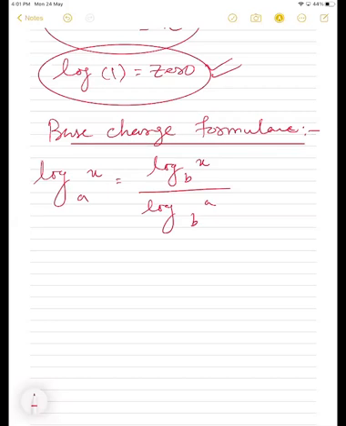That means log x base a is there. I want to convert it into what? I want to convert it to log base b. So what will I have to do? Log base b with x. Then what will I divide? Log base b of a, which becomes the power.